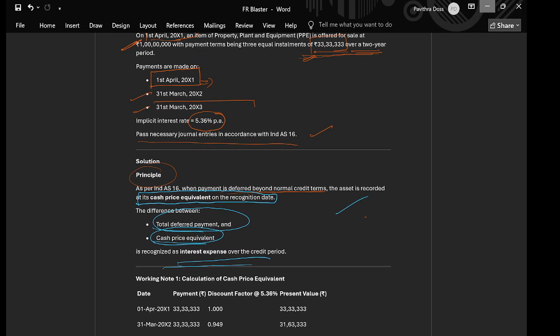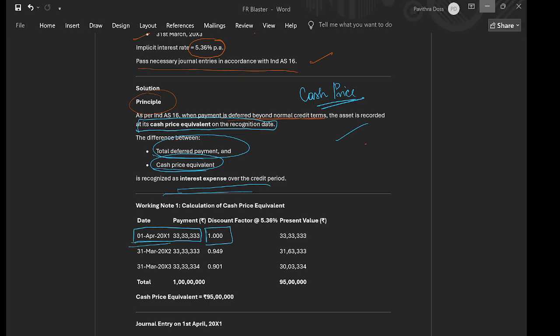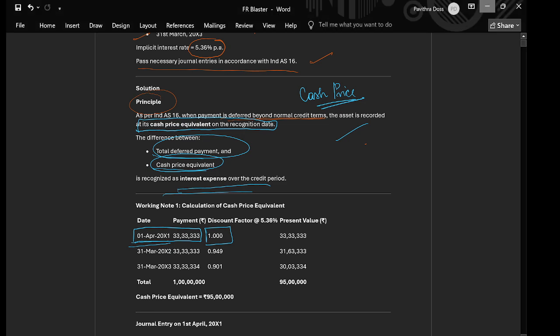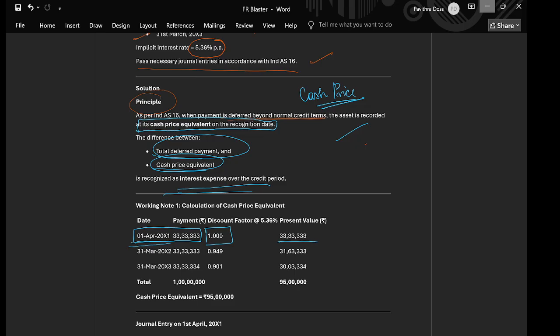So how are we going to record? We are going to record it at the cash price equivalent. Clear? Now, this first installment we are going to pay on 1st April 20X1. So here the discounting factor is 1, right, the discounting factor is 1, so here it is 33,333.